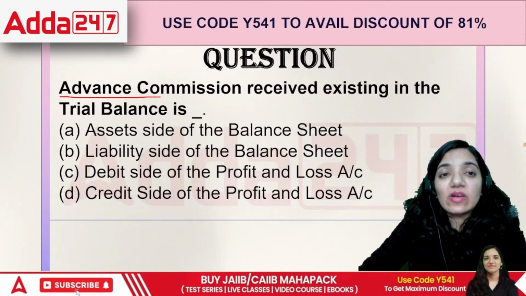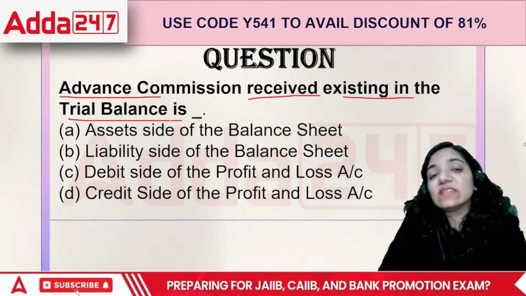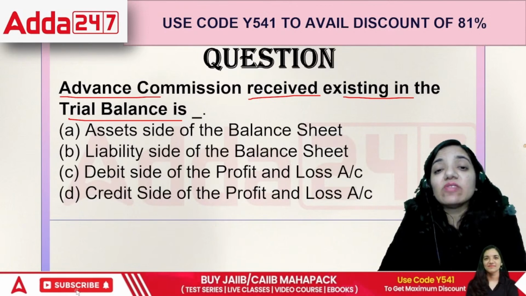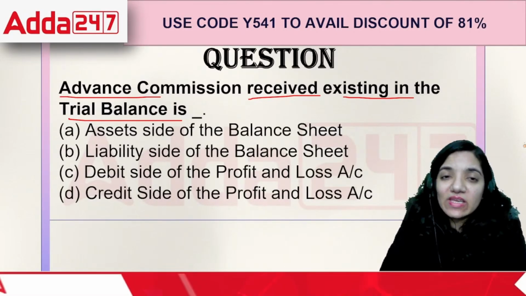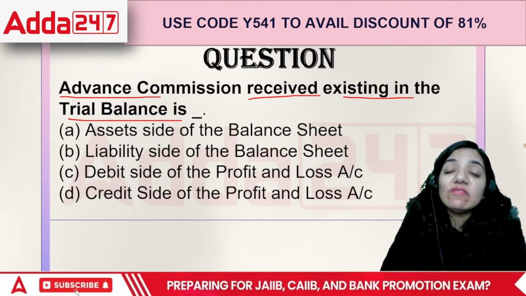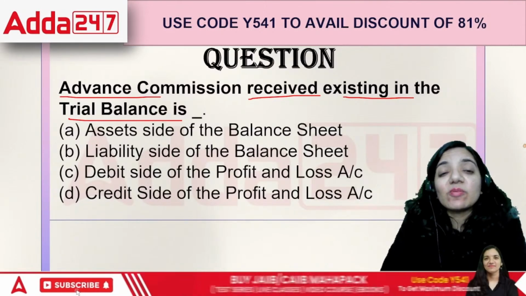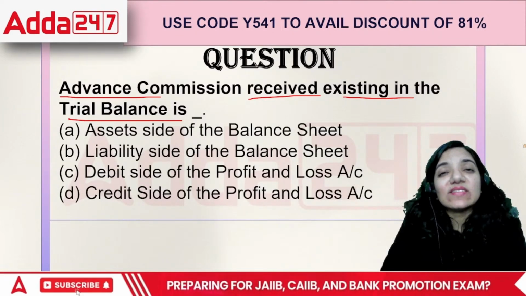Next question. Advance commission received existing in the trial balance is. Advance commission received, that means I haven't given the services to receive the commission yet, but I am given this particular commission in advance. So when I receive it in advance, then asset side of the balance sheet, liability side of the balance sheet, debit side of the profit and loss account, or credit side of the profit and loss account. Where is this shown?